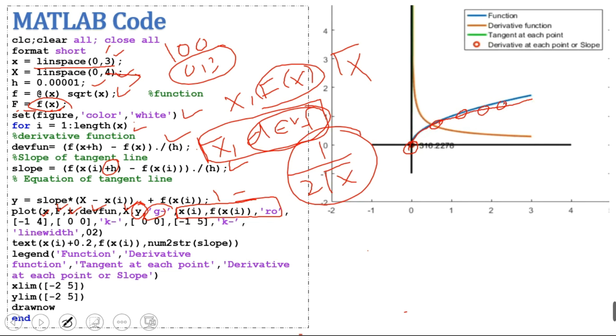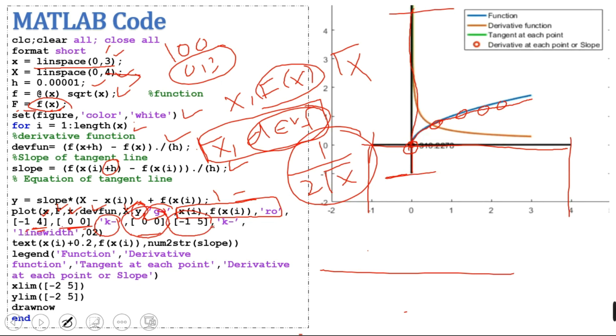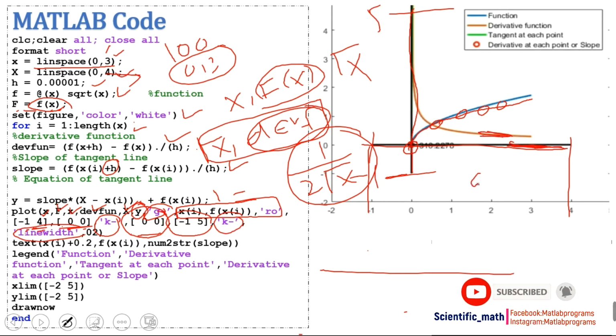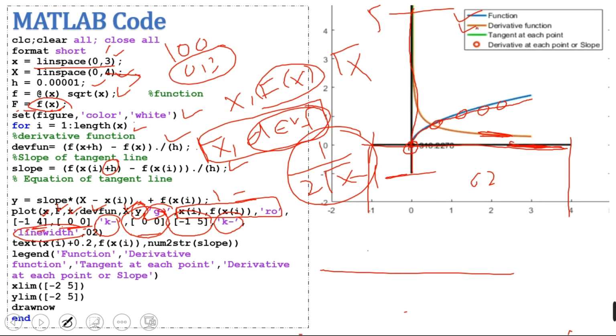This command is used to plot the x-axis, from -1 to 4, with black color, and this command is used to plot the y-axis. At the y-axis x is 0, and the y limit is -1 to 5. This is again black color, and the width of the line is 2.